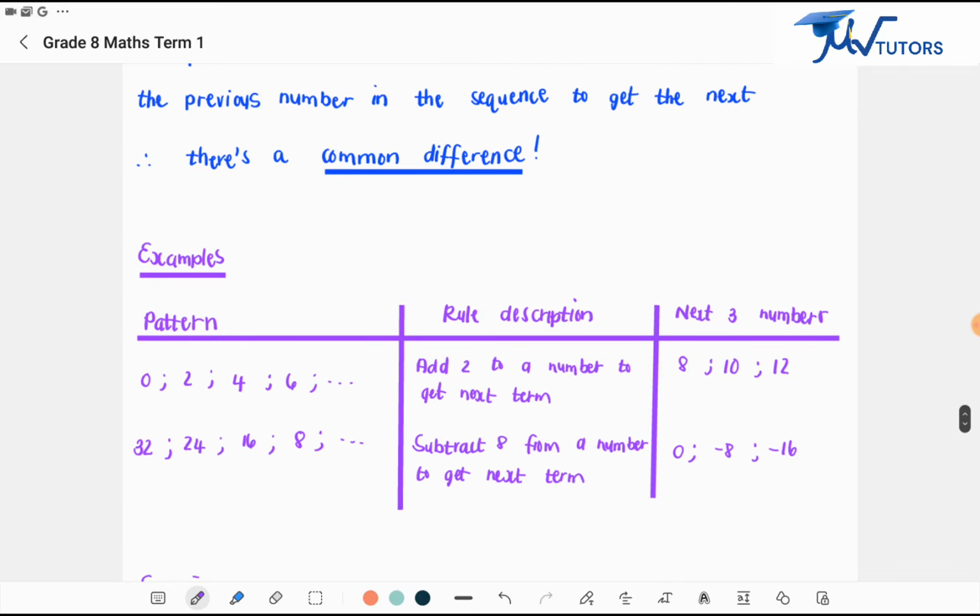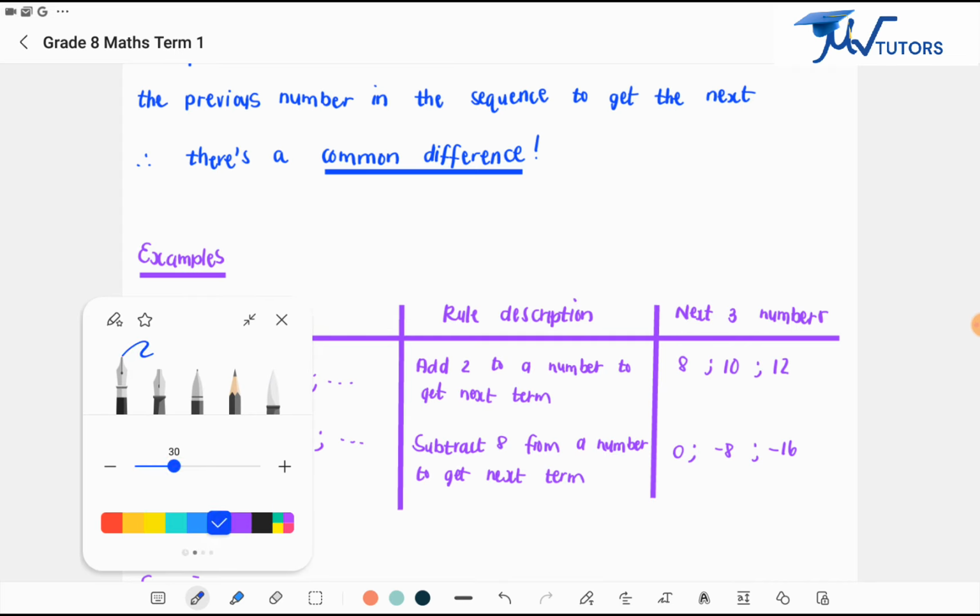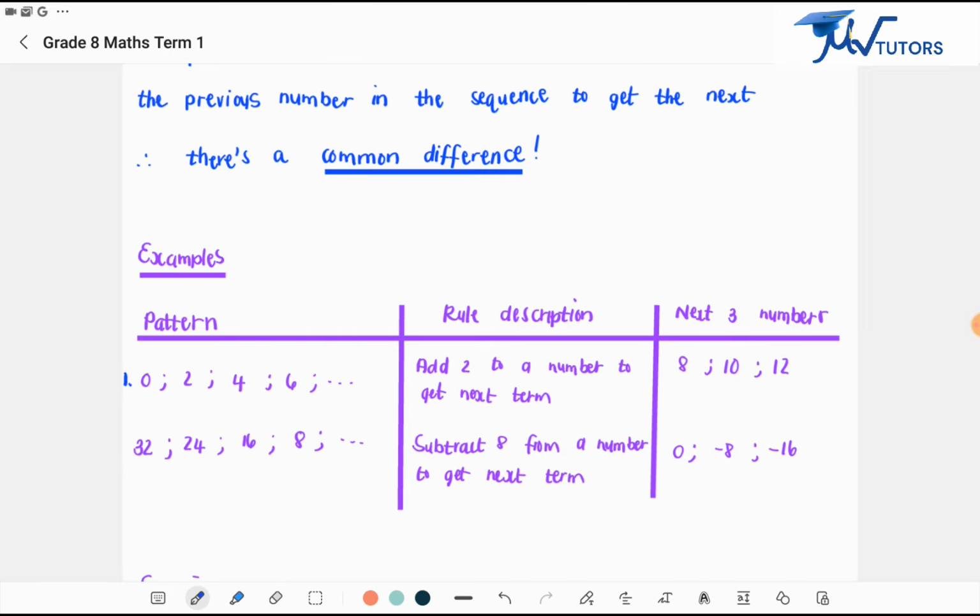Now let's look at some examples over here. So with the first pattern, I'm just going to put number 1 over there so that you know which one I'm talking about. So we have 0, 2, 4, 6, etc. So if we look at the rule, what happened? For me to get from 0 to 2, I had to add 2. For me to go from 2 to 4, I also had to add 2. So the rule is add 2 to a number to get the next term.